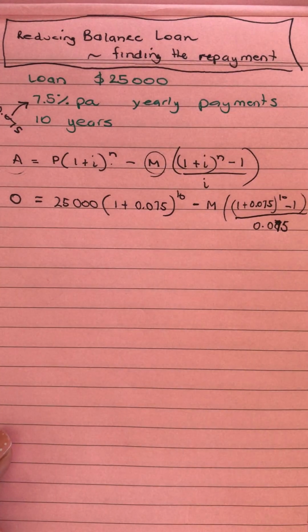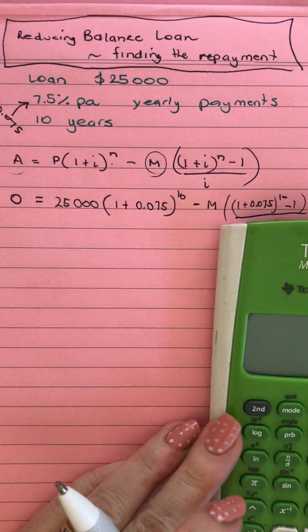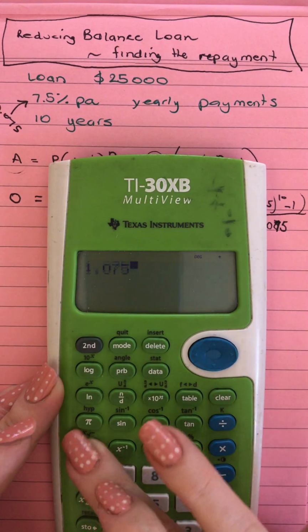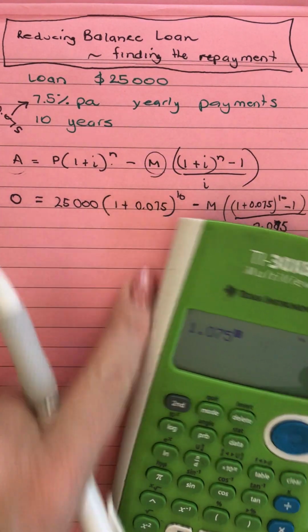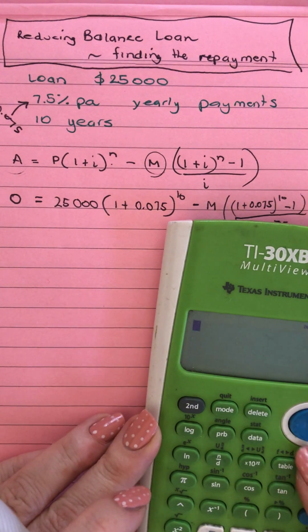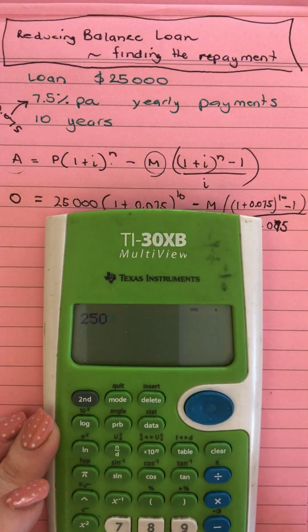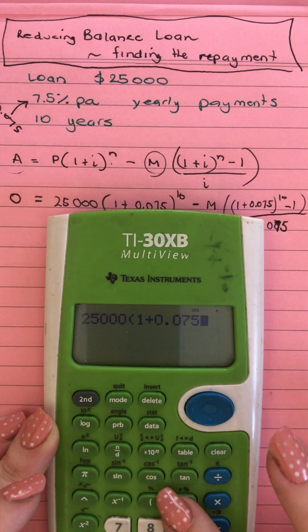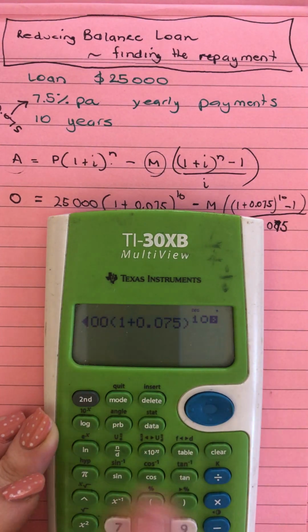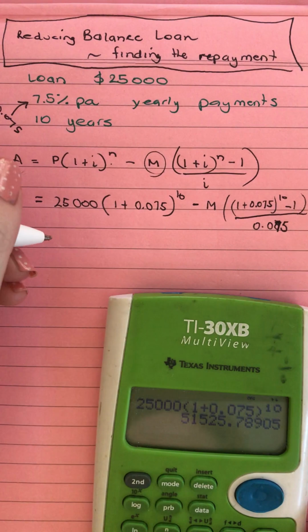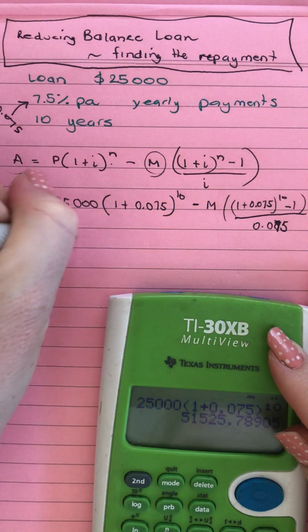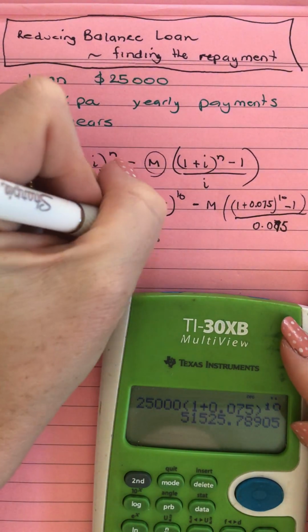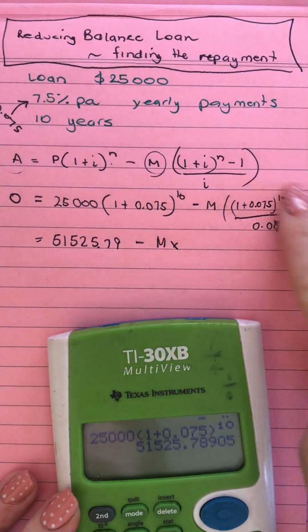So I'm going to grab my calculator and work out this part here. So I've got 1.075, and I'm raising that because that's my 1 plus 0.075. I could also just enter that straight in with the brackets. So if I put 25,000, and then 1 plus 0.075, bracket to the power of 10, I can do that all in one go, and I get 51525.79.